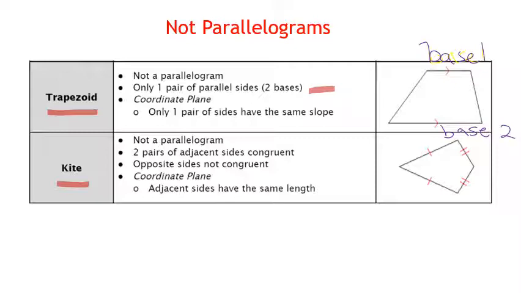And then a kite is going to have two pairs of sides equal, but they're the sides that are next to each other, not across from each other. So on the coordinate plane, we're going to use our distance formula or Pythagorean theorem to find the lengths, and we'll find two pairs of lengths that are the same, but they're not across from each other, they're next to each other.